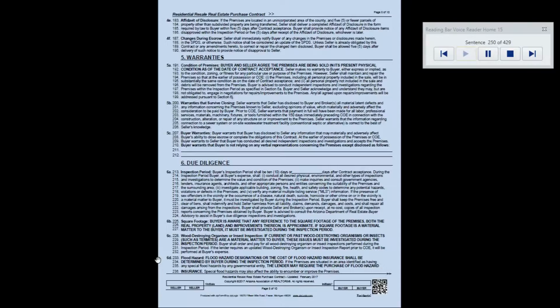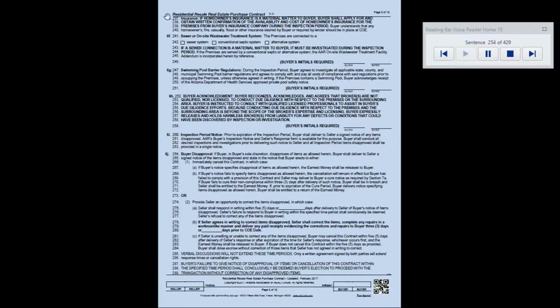6D. Flood hazard. Flood hazard designations or the cost of flood hazard insurance shall be determined by buyer during the inspection period. If the premises are situated in an area identified as having any special flood hazards by any governmental entity, the lender may require the purchase of flood hazard insurance. Special flood hazards may also affect the ability to encumber or improve the premises.